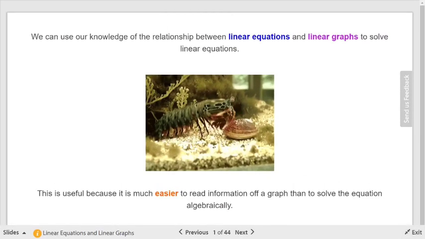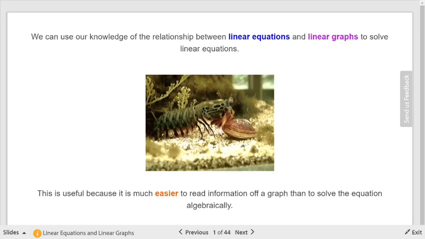Okay? So we can use our knowledge of relationships between linear equations. What does linear mean? Yeah, just a straight line. Then that's the kinds of equations that we've been working with, linear equations and linear graphs, to solve what are called linear equations. If you want, this is an aside, not something you have to know right now. They're linear because they don't have any exponents. If they don't have any exponents, then their graph is always going to make a straight line. If you have an exponent, then it starts making curves. So we're not going to have any of those.